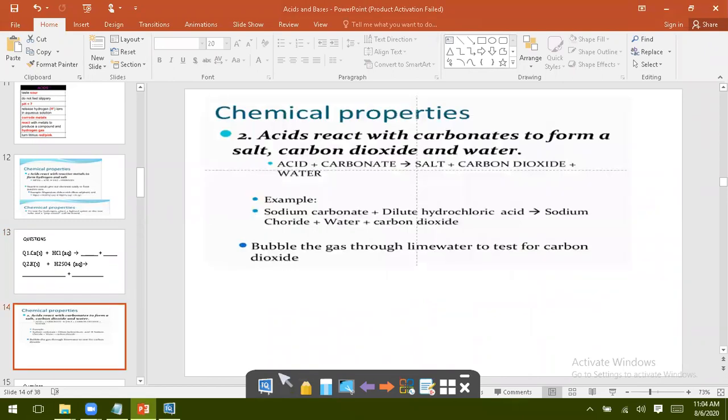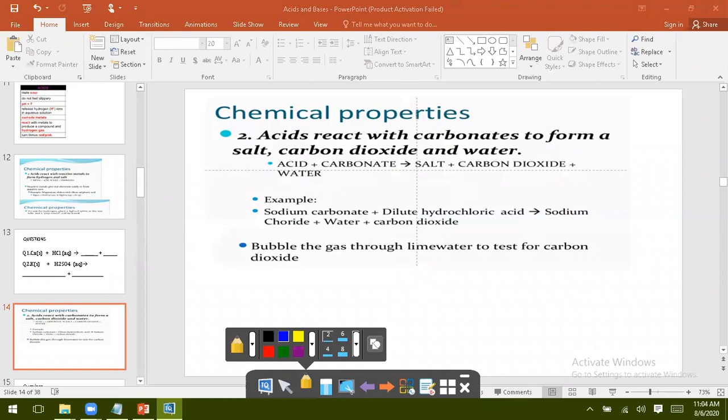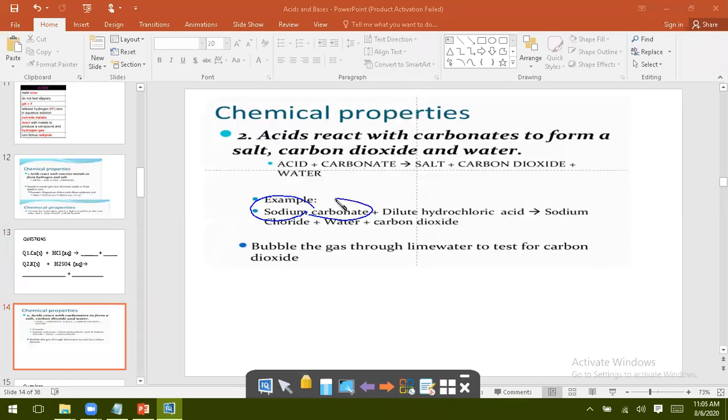Next chemical property, when an acid reacts with carbonate, it forms a salt, carbon dioxide, and water. First example, sodium carbonate. Sodium is a metal, with carbonate, it's a metal carbonate. React with hydrochloric acid will give you sodium chloride, water, and carbon dioxide, three products.